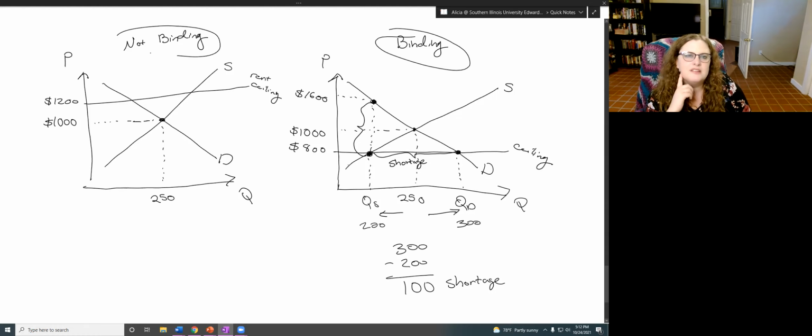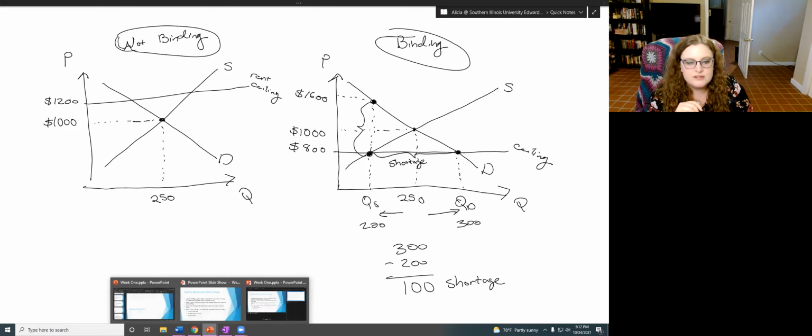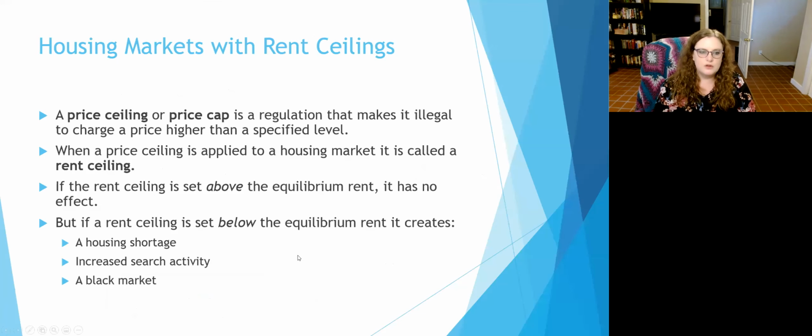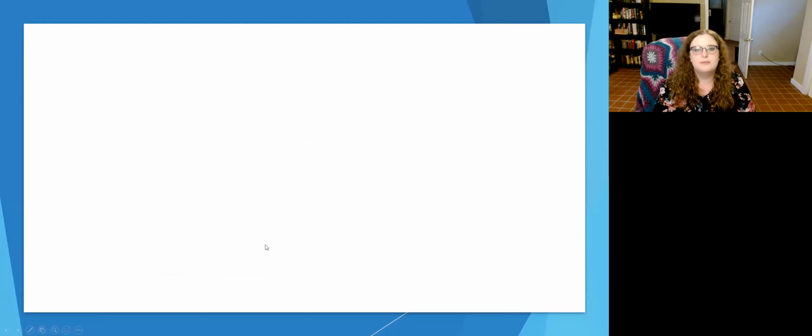Or is it not binding? Is this a rule that just doesn't really matter at all? Like, it exists, but it doesn't really influence the market? Well, that's kind of the interesting part when we're thinking about rent ceilings. So housing shortage, increased search activity, black market.